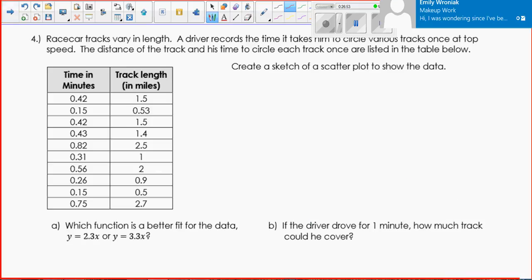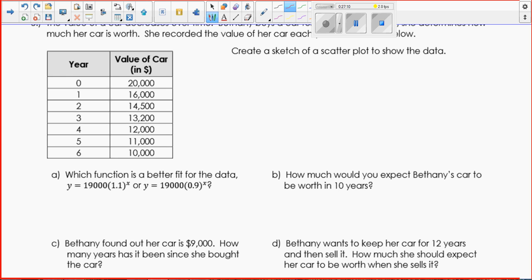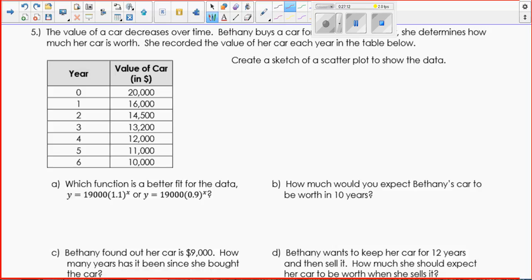So you're given this data, create a scatter plot, and then decide which function is a better fit, and then you're going to go ahead and use whichever function you choose to answer a couple questions. So you'll do that in number 4, and then you'll do it again in number 5. Okay, the whole point of this lesson is so that you guys can create a function that fits the data and then use it to answer other questions. Okay? Alright, so now you can show that your notes are done and get your homework.